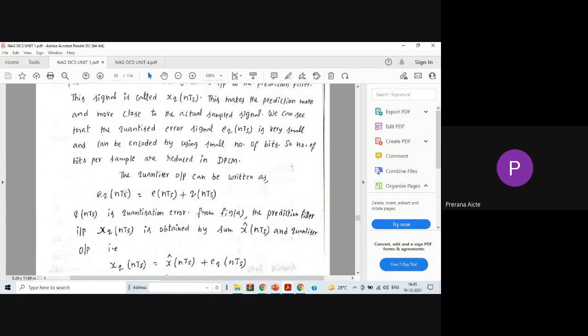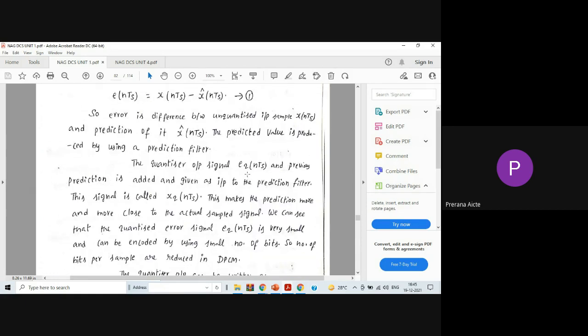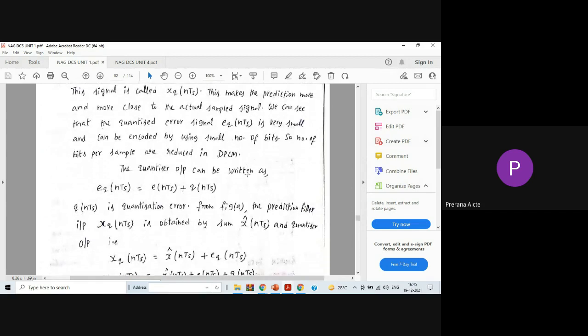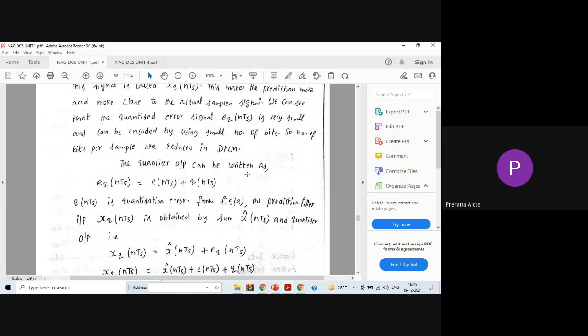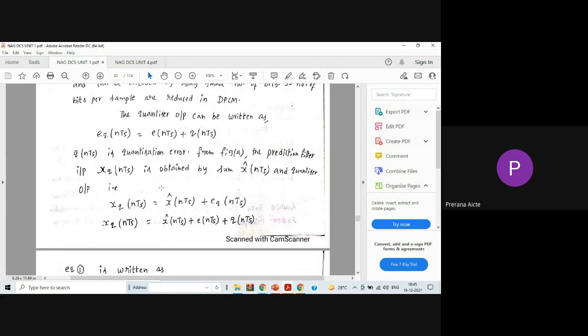So what is that quantizer output? eq(nTs) equals e(nTs) plus q(nTs). What is e(nTs)? Just now we have defined it, right? Which is x(nTs) minus x̂(nTs) plus q(nTs). What is that q(nTs)? Nothing but the quantization error.